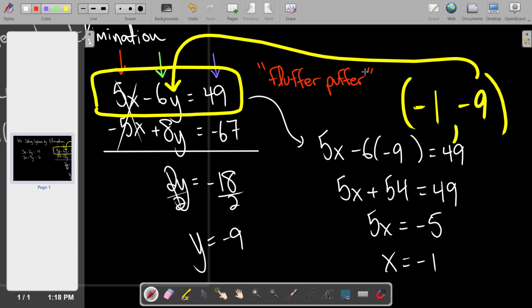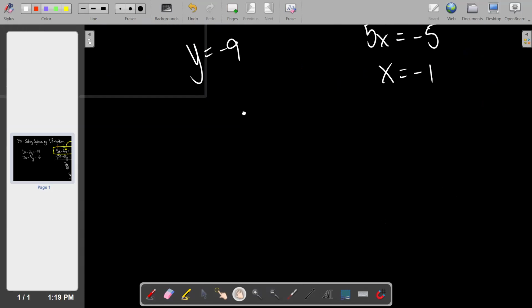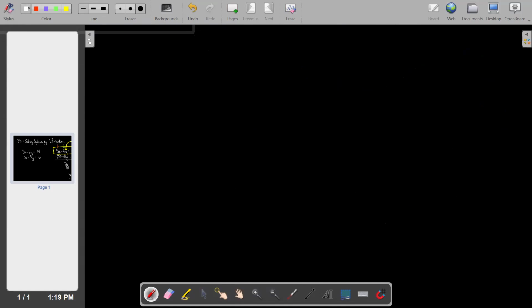I call it a fluffer puffer because the X's were already ready to cancel. All we had to do was go in and add straight down and those X's are going to eliminate each other. That's a level one. You can call it whatever you want. You don't have to call it anything. But when I ask what level is this, what I mean is that's a one. That's as easy as they get. Okay. Let's take a look at a level two. I'm still not cycling back to that other problem because it's a level three.